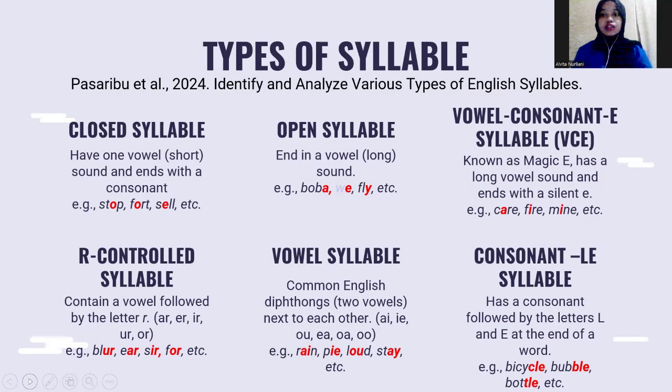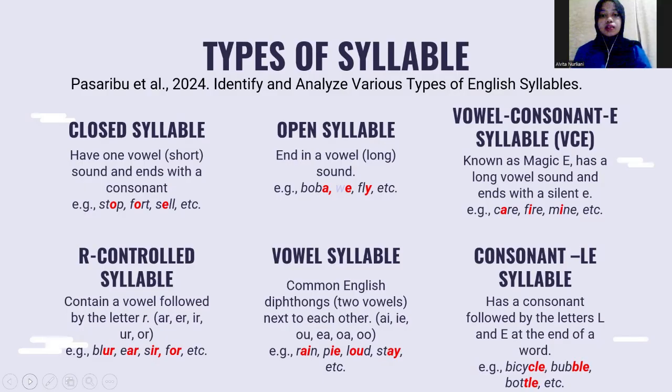Next is vowel consonant E syllable, or we can call it magic E, and it has a long vowel sound and ends with a silent E. For example, care, fire, and mine, and etc. And then R controlled syllable contains a vowel followed by the letter R. It can be ar, ear, or, and er. For example, blur, ear, sir, for, and etc.